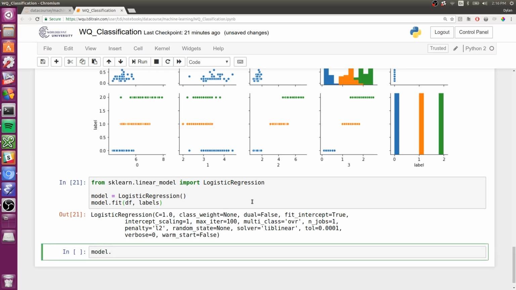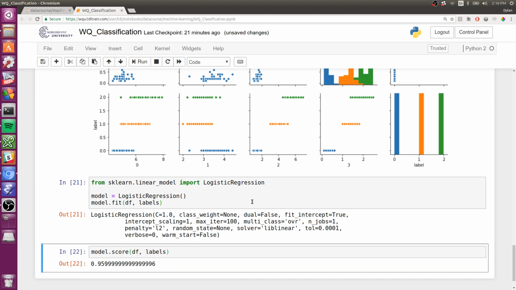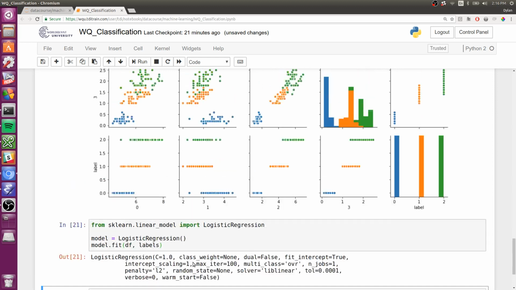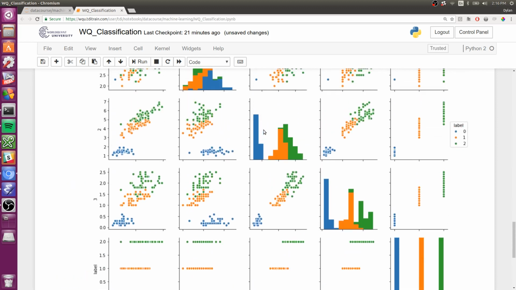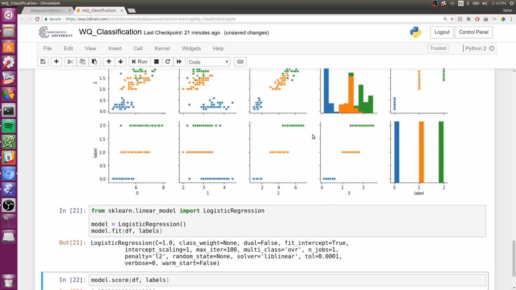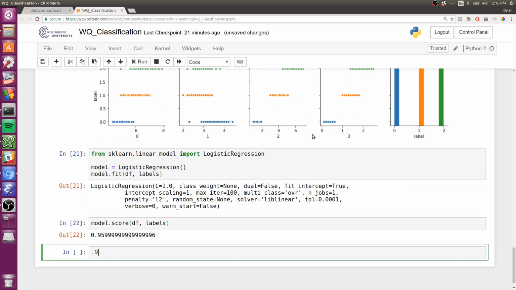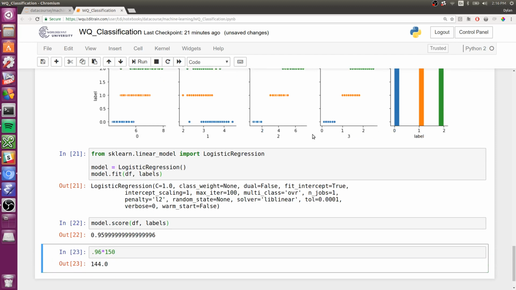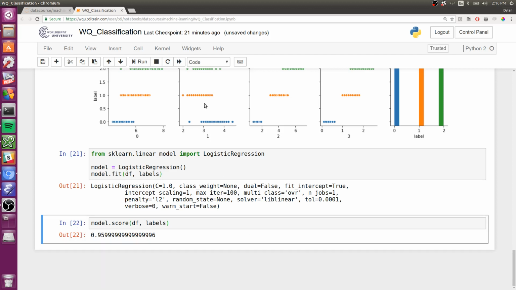And if we wanted to evaluate the model, you can see it's 96% accurate, meaning it correctly predicted the label for 96% of the observations. That's 144 of the observations. So it got 6 wrong out of 150.